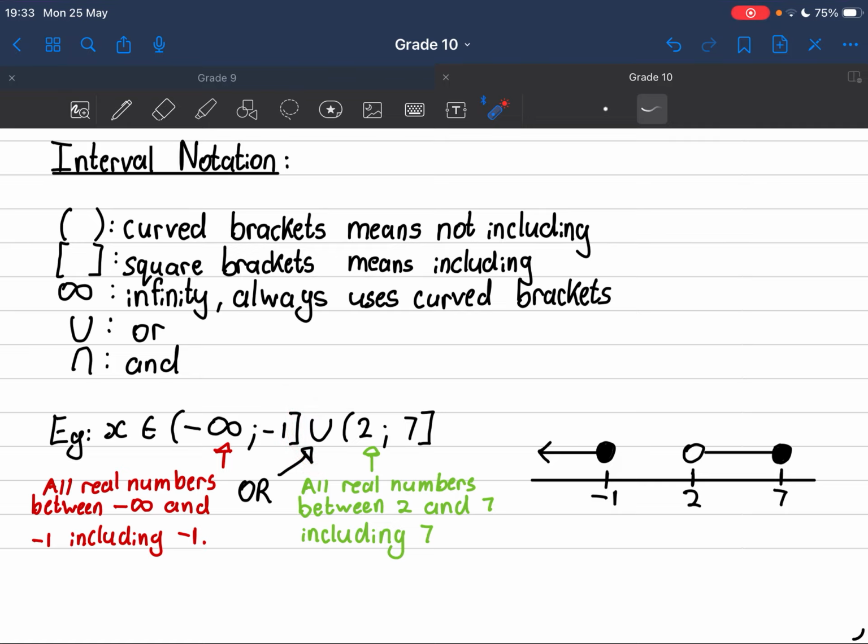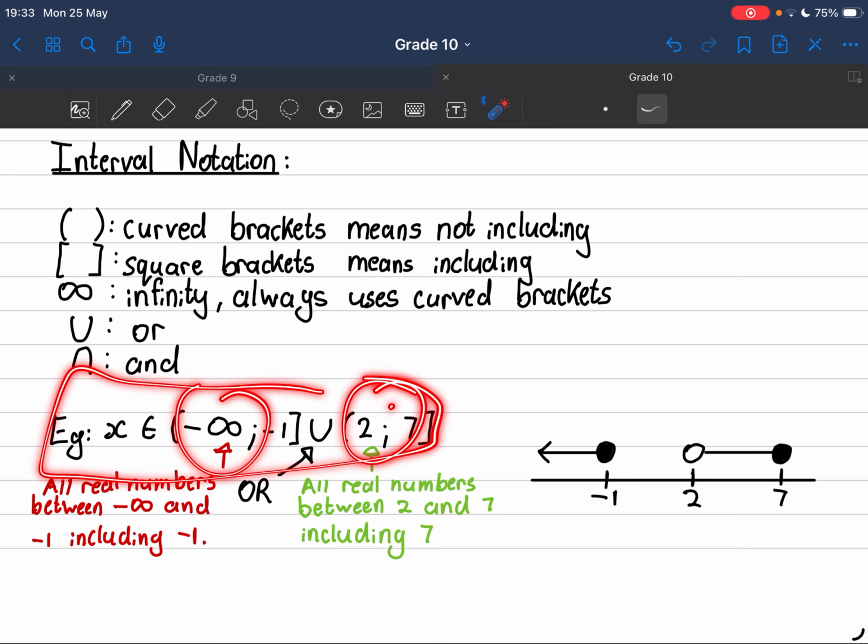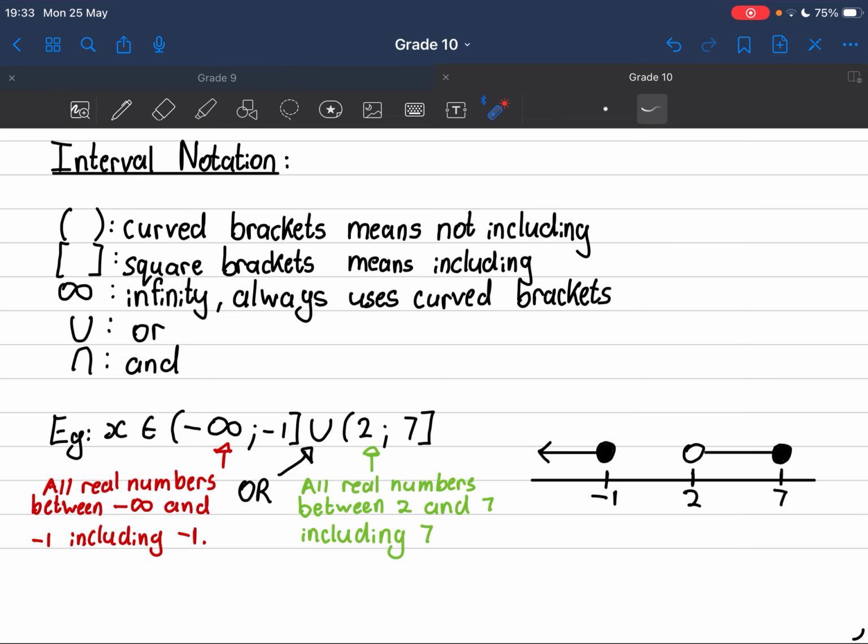Now what does this say? From 2 until 7, not including 2, including 7. All numbers between 2 and 7, including 7. So this or this is what belongs to this number set, and those are going to be your real numbers.